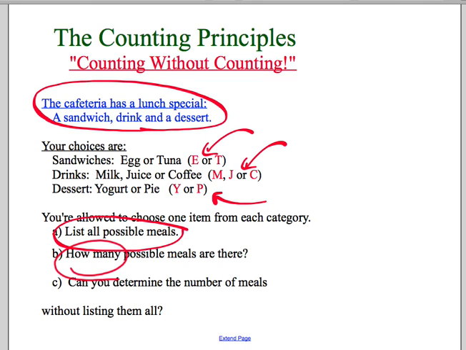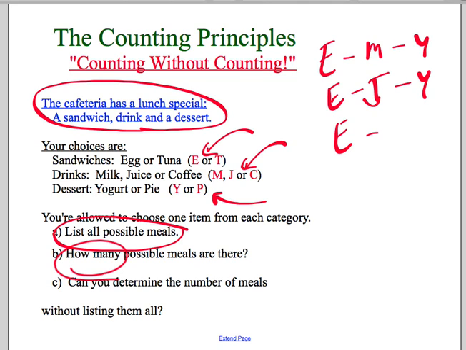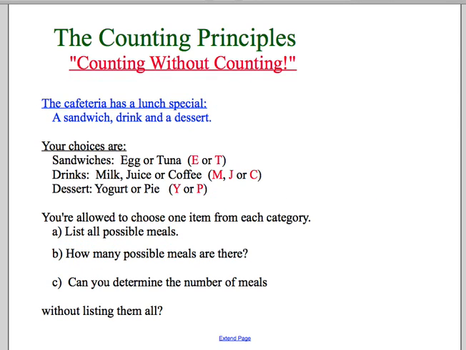I'm not going to, because it's going to take forever, but I could have an egg sandwich, a milk, and a yogurt. I could have an egg sandwich, a juice and a yogurt. I could have an egg sandwich, a milk, and a coffee, and whatever. It would take forever. There's only 12 of them, but it would take forever. I'm considering a shortcut. And so I want to take a look at a simpler way of doing it.